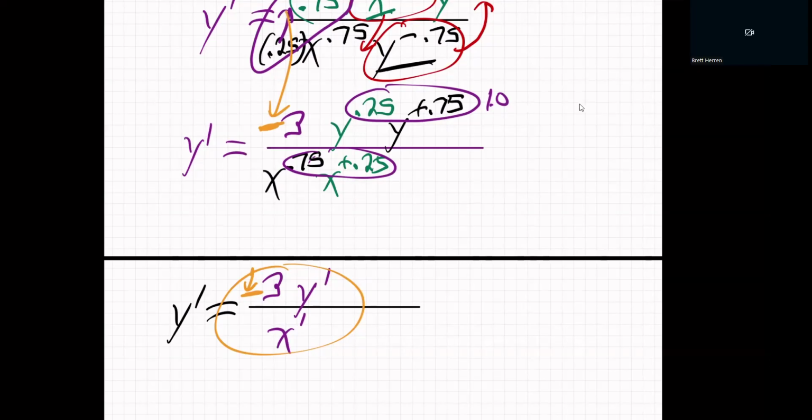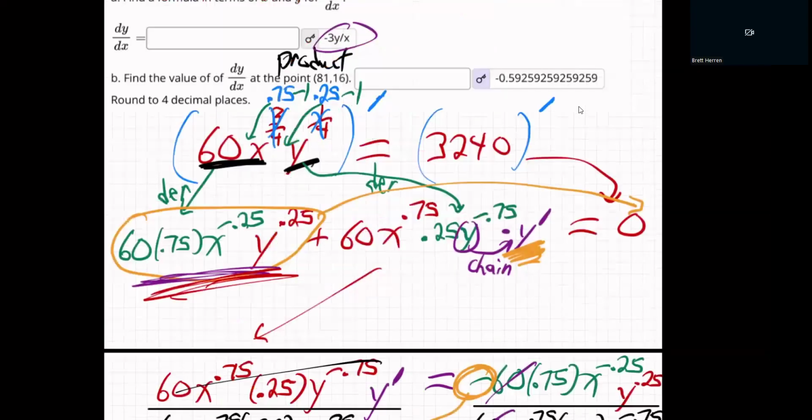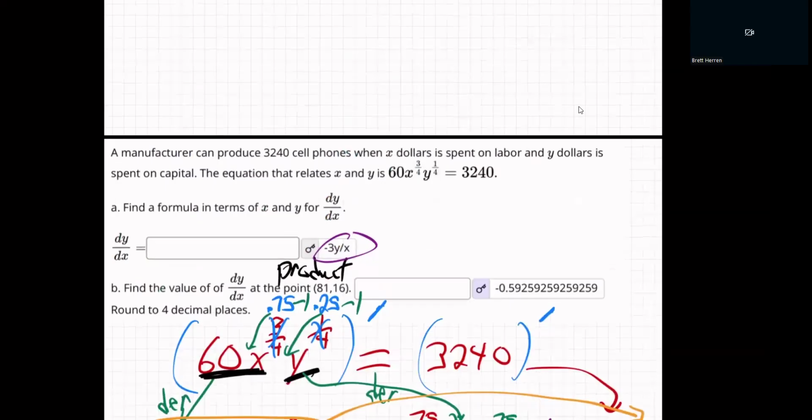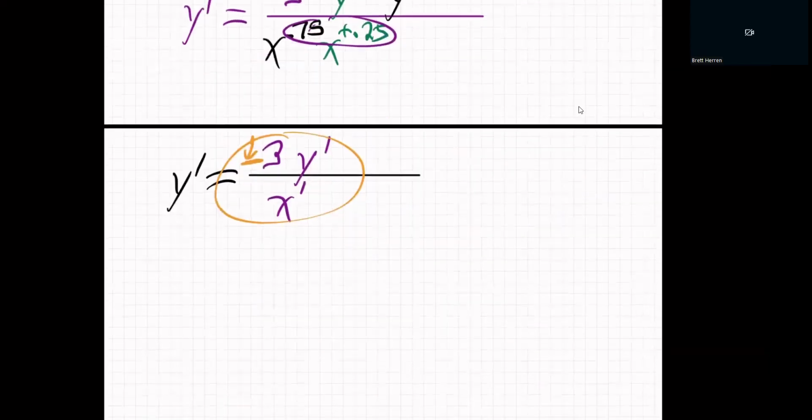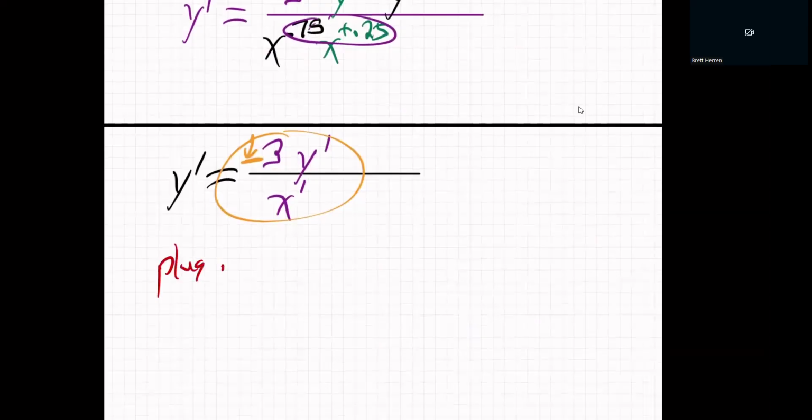And so there. Oh, and the last step is to plug in 81 and 16. So now they say plug in 81 for X and 16 for Y. So put 81 there, 16 there, hit the buttons on your calculator, and you'll get what they got. And so there we go.